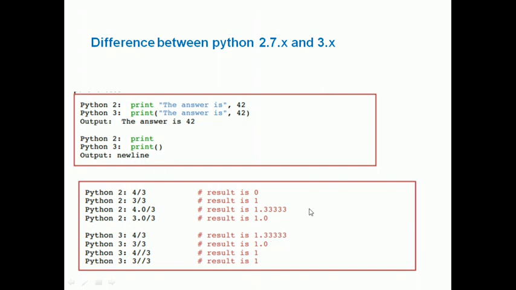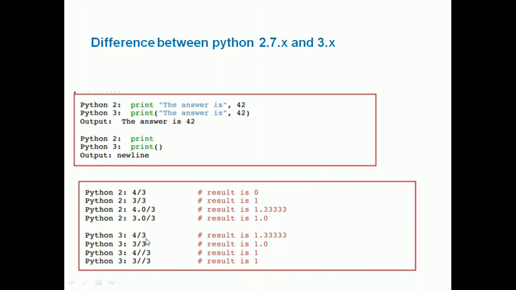Here I explained how Python 2 works. If I just give 4/3, the answer is 1 actually. 3/3 will also give you answer 1. If I write 4.0/3, that means 4 is treated as a float, 4 is written as a float, then the answer is a float. So in case of Python 2, if any one variable is a float, then it will give you the answer in float.